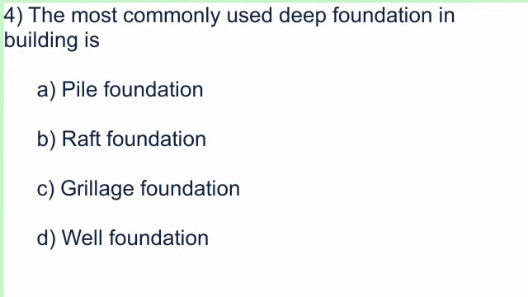The most commonly used deep foundation in building is option A pile foundation, option B raft foundation, option C grillage foundation, and option D well foundation. And we know that the answer is option A pile foundation. The most commonly used deep foundation in building is pile foundation.